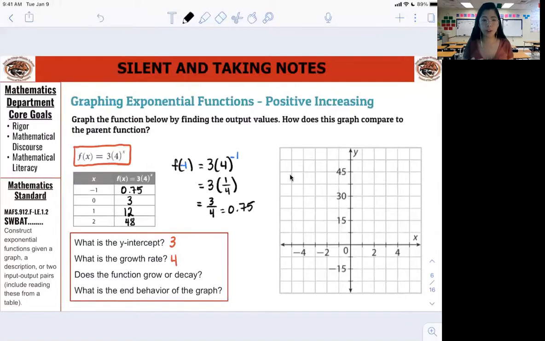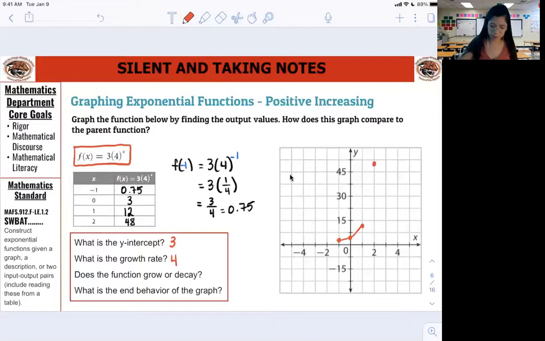And make sure that when you're making your graph, the most important thing is to have the right shape, even if it's not hitting exactly the perfect numbers. Just make sure the shape is correct. So here we go, -1, 0.75. Well, that's tiny. That's really close to the x-axis. Then I have 0.3. Again, that's somewhere down here. 1.12. Somewhere over here. And I'm also kind of estimating where it goes. And then 2.48. That'll be somewhere up there.